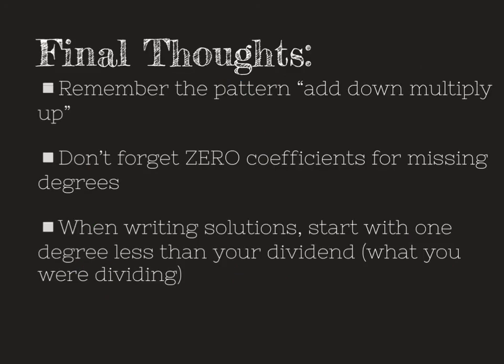So just to wrap it up, here's some final thoughts. Okay, so remember that the pattern is add down, multiply up. Don't forget that you need 0 coefficients for missing degrees. And then also when writing your solution, start with 1 degree less than your dividend, what you were dividing. If you have any questions, feel free to reach out to me.